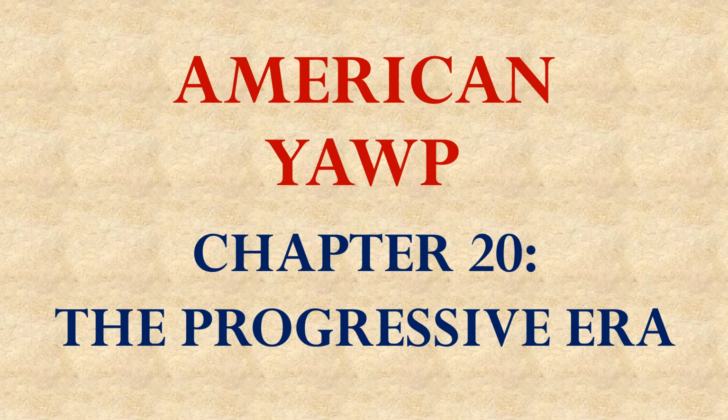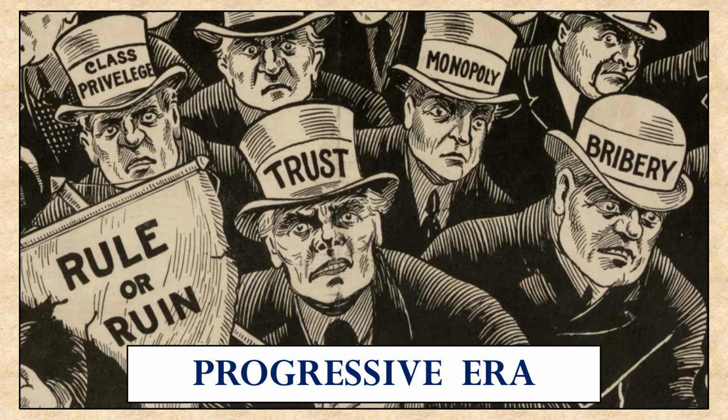This lecture addresses Chapter 20, the Progressive Era, in the United States history textbook, American Yawp. The first thing to do in this chapter is to define what we mean by the Progressive Era.